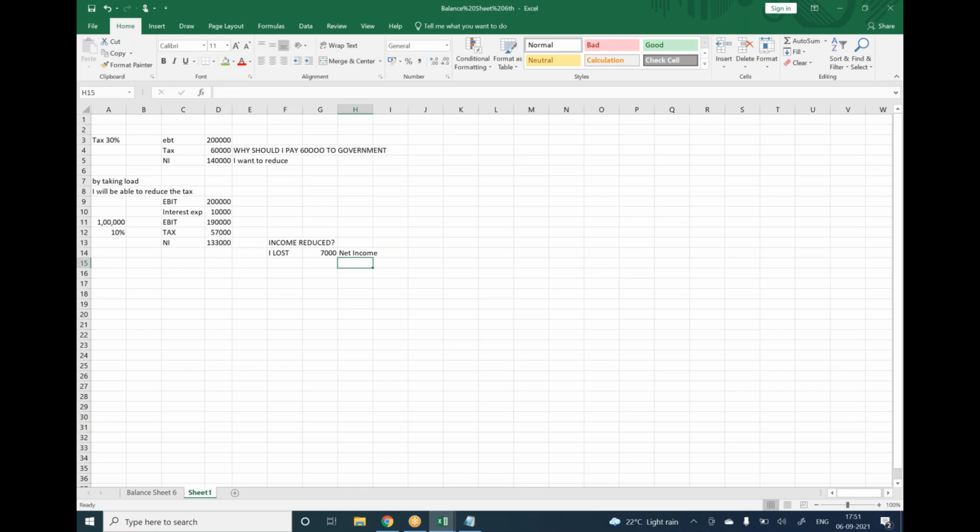That is the net income. Okay, friends, how much money do I save by paying less to the government? How much money do I save from the last calculation to this calculation? 3,000, right? If I am not taking a loan, it is 60,000. But if I take a loan, I only have to pay 57,000 to the government. So how much? 3,000. So actually, I am losing only 4,000. Agreed?